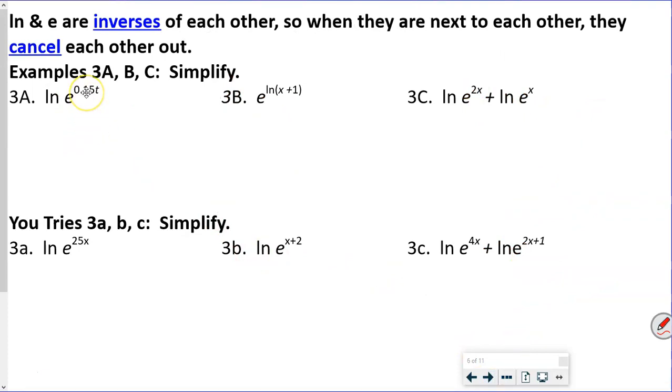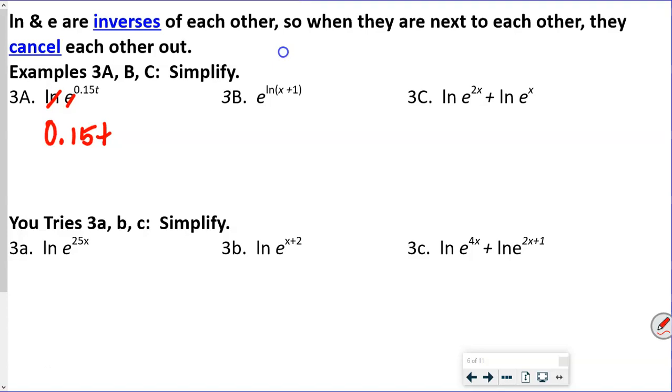All right, so now we're going to go on to talking about the fact that we know that ln and e are inverses of each other. That's your first blank there. So when they are next to each other, they basically cancel each other out. When we're doing these types of problems, if we have an ln and an e next to each other, then our answer is going to be what comes next. So right there, they cancel each other out.